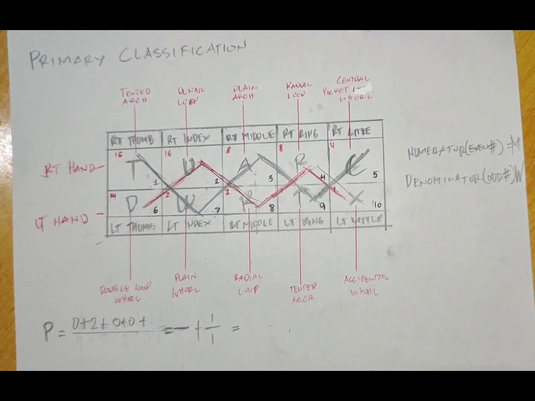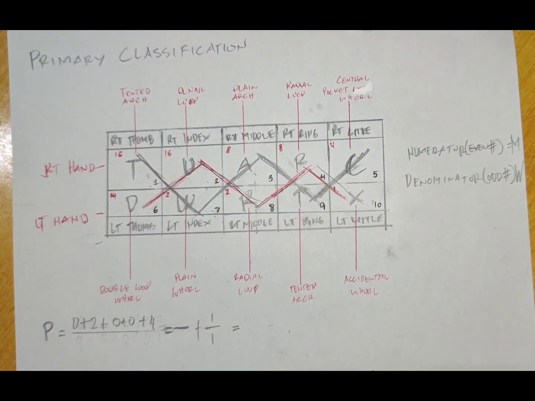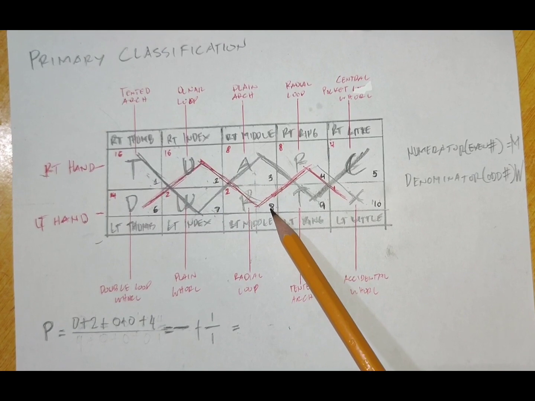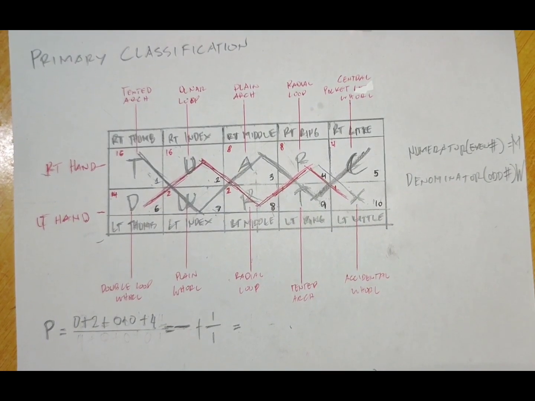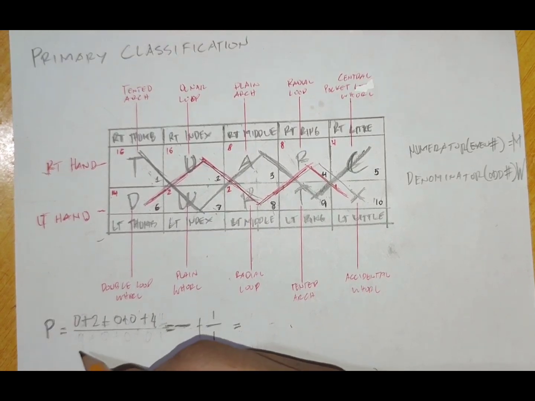Last is the number 5, and it has a central pocket whirl pattern, so it has a numerical value of 4. Let's move to the numerator, and I use the M pattern, starting from 6 to 2, from 2 to 8, from 8 to 4, and from 4 to 10. Let's start with number 6. Number 6 has a double loop whirl, so it has a numerical value of 4.